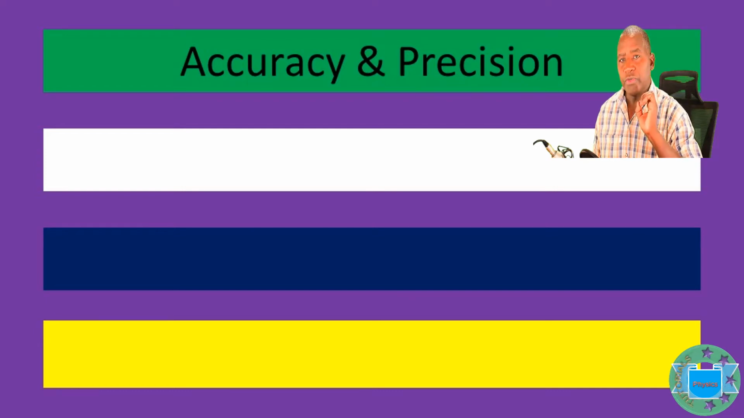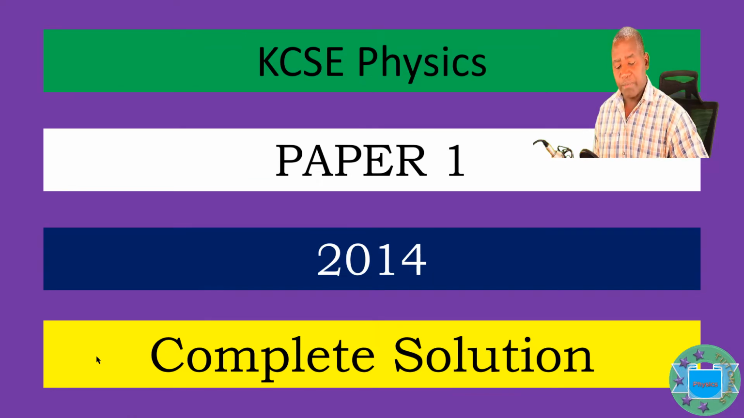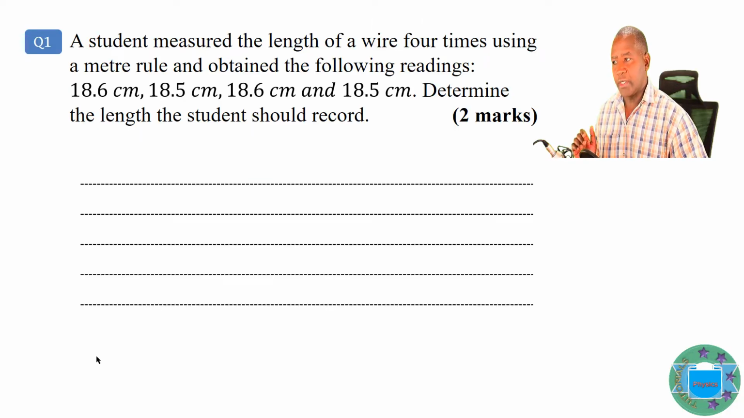Now we are going to use this first question to discuss the concept of precision and accuracy. Now let's look at the question first. We are given that a student measures the length of a wire 4 times using a meter rule and obtains the following readings: 18.6, 18.5, 18.6, and again 18.5. Determine the length the student should record.